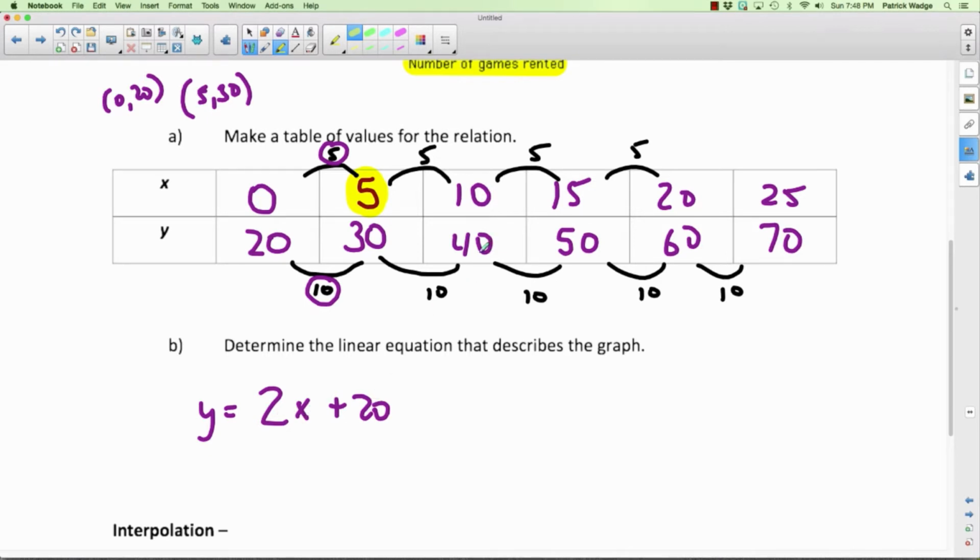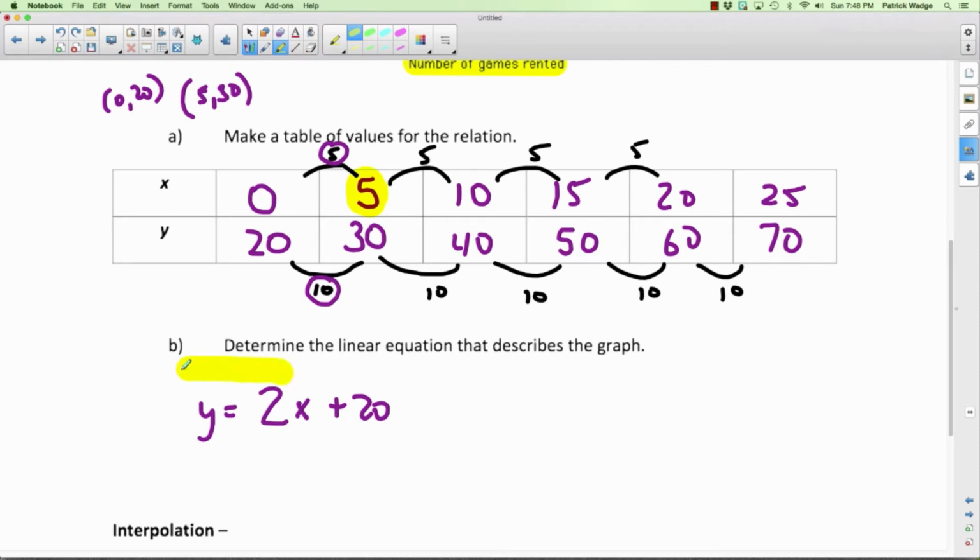I think they're all going to work, but I'll try one more. Let's put 15 in here. 2 times 15 is 30, plus 20 is 50. I can't stop. Put 20 in there. 2 times 20 is 40, plus 20 is 60. Put 25 in there. 2 times 25 is 50, plus 20 is 70. They all work. We now have an equation that describes the graph.